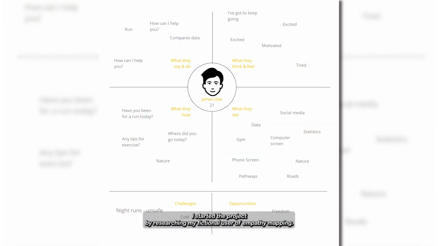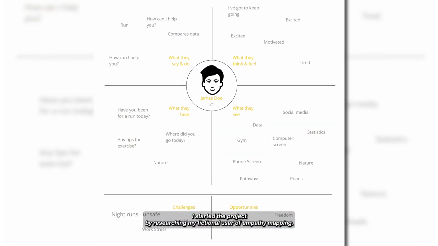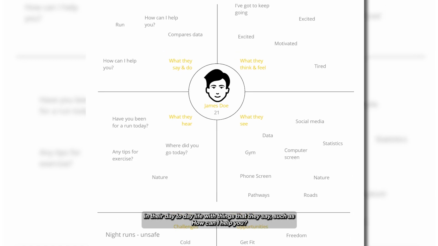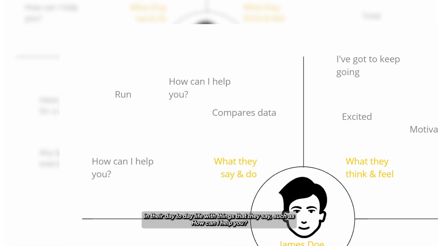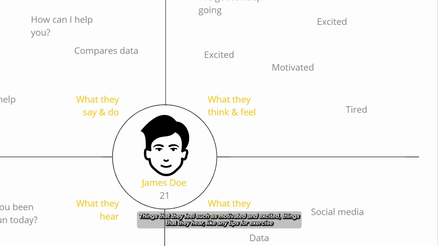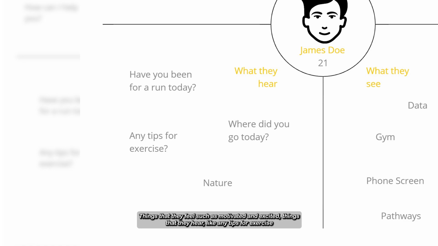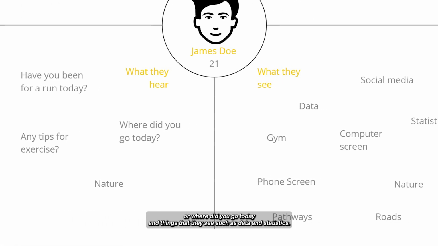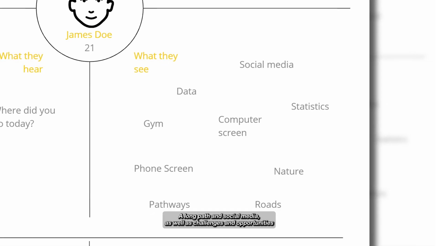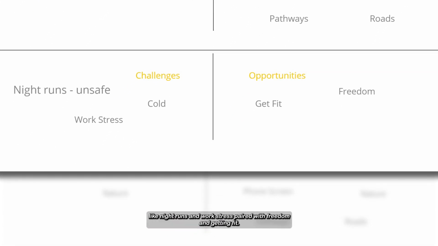I started the project by researching my fictional user via empathy mapping. This helped me gain an idea about the type of person they are in their day-to-day life with things that they say such as "how can I help you" and "how was your run", things that they feel such as motivated and excited, things that they hear like "any tips for exercise" or "where did you go today", and things that they see such as data and statistics, a long path and social media, as well as challenges and opportunities like night runs and work stress paired with freedom and getting fit.